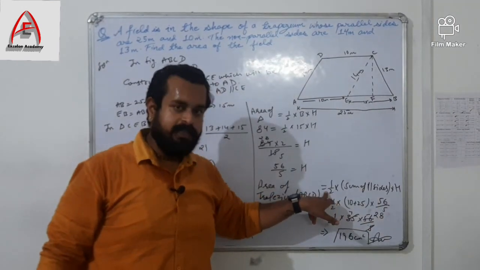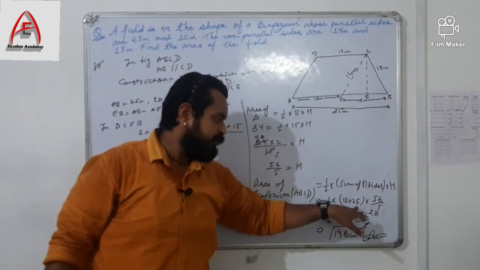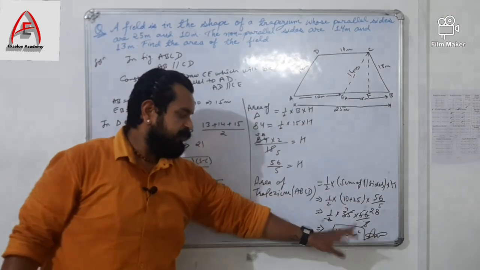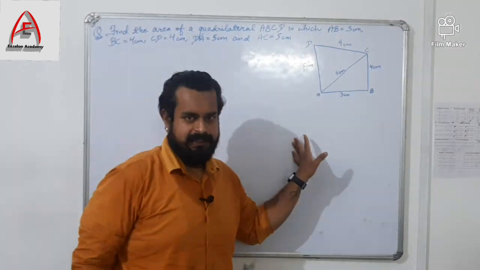See, the trapezium's area formula is half into sum of parallel sides into height. Now we put all the values here and we got the area. So this is the solution of this question. Here is the next question.